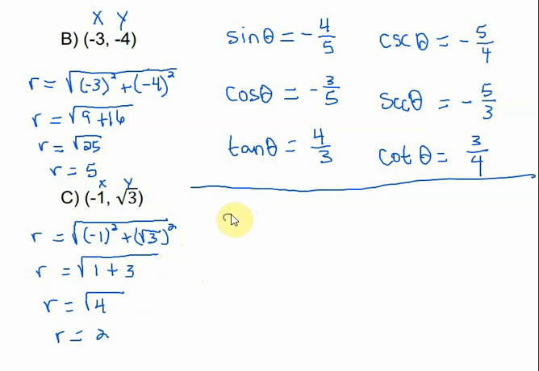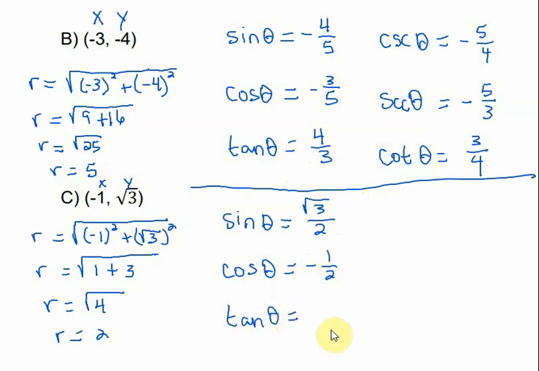All right, so the sine of theta is y over r. So that's the square root of 3 over 2. Cosine of theta is x over r, so that would be a -1/2. And tangent of theta is y over x. So that's a negative square root of 3 over 1, which is just the square root of 3. Let me write that a little better.